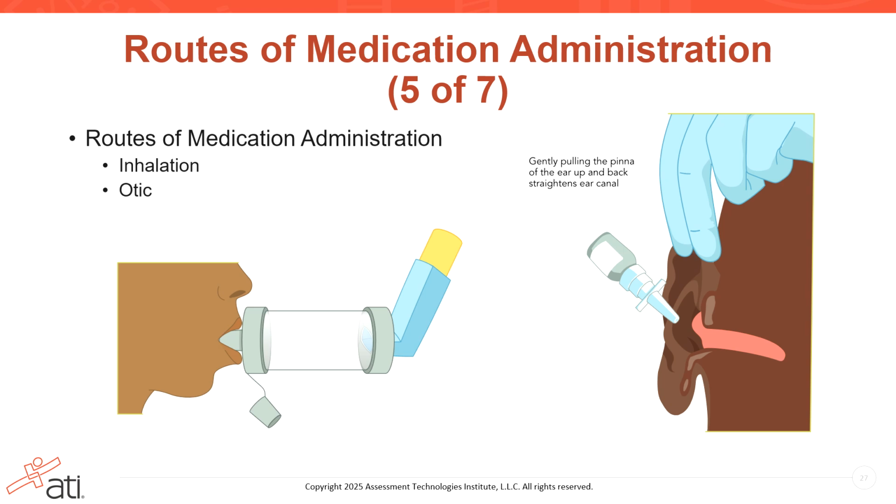Inhalation is the next one we're going to look at. This is delivered directly into the client's respiratory tract. So it is fast because it goes directly to the site. Otic medications or ear medications, we're going to administer them directly into the ear. We do want to watch for ototoxic medications, meaning it's harmful to the ears. If we have, say, a client that their tympanic membrane is ruptured, we wouldn't want to put a medication in there.